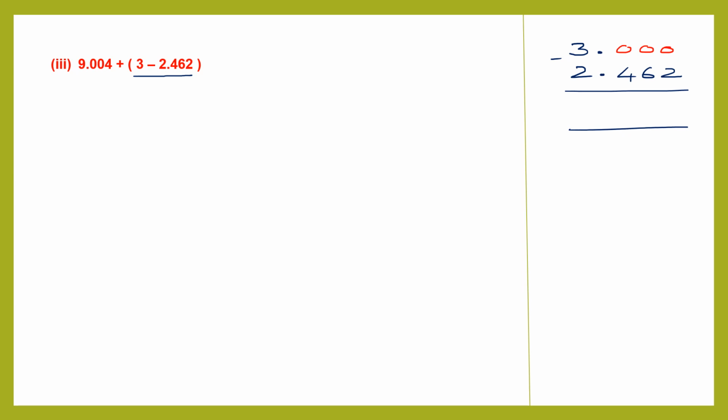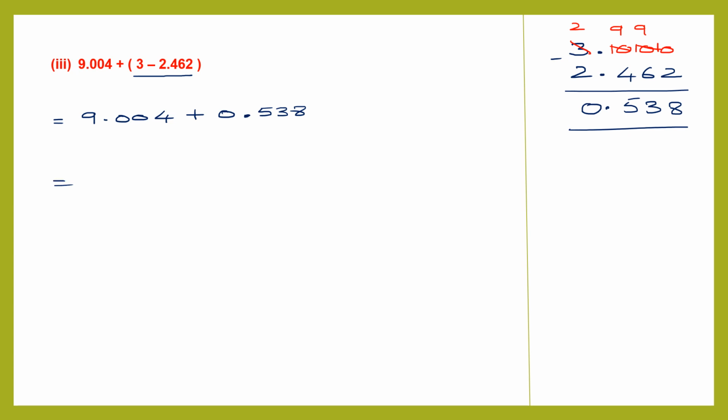Now let's begin the subtraction. We need to borrow from 3. 3 becomes 2. Now this is 10, 9, 10, 9 and 10. 10 minus 2 is 8. 9 minus 6 is 3. 9 minus 4 is 5. Put the point. 2 minus 2 is 0. So what do we have? 0.538. So let's write this. So 9.004 plus 0.538. We need to add up these two numbers.